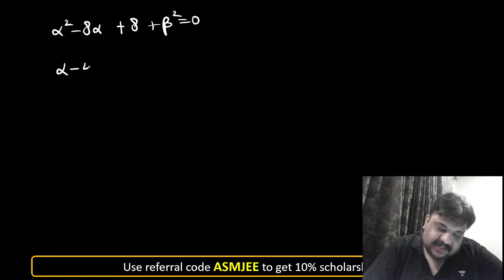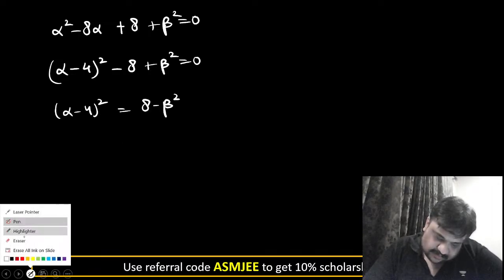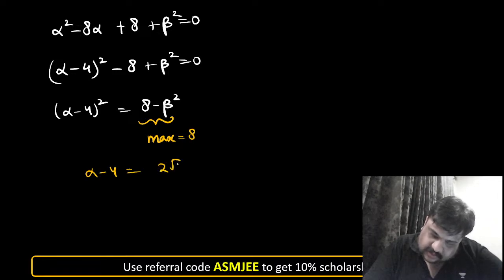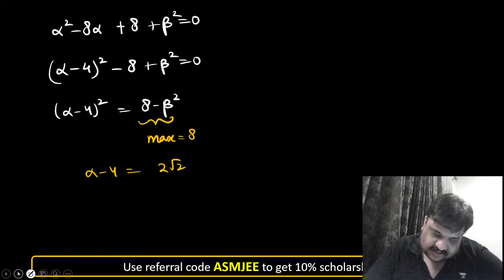So this is alpha minus 4 whole square minus 8 plus beta square is equal to 0. Alpha minus 4 whole square is equal to 8 minus beta square. So to maximize this, the maximum value is 8. So alpha minus 4 should be equal to 2 root 2, so alpha is 4 plus 2 root 2. What is the answer? C. C is the answer.